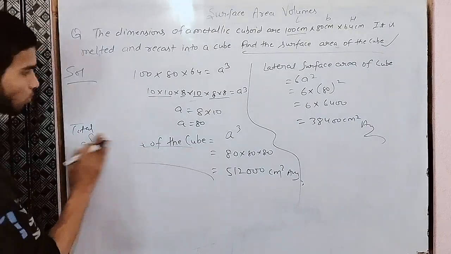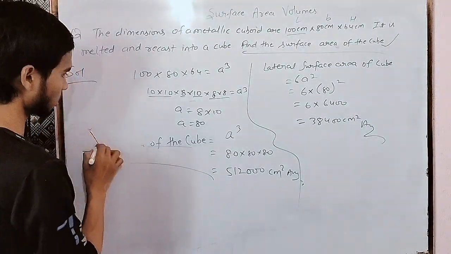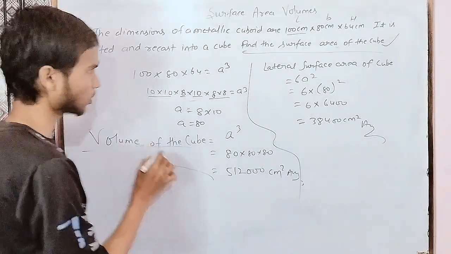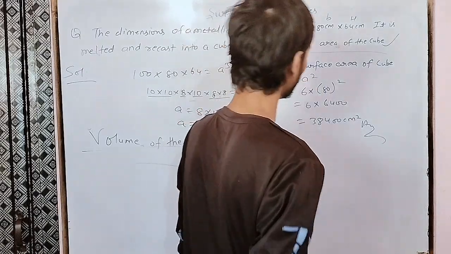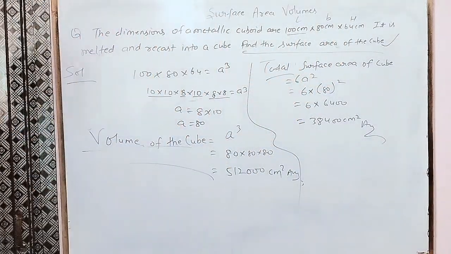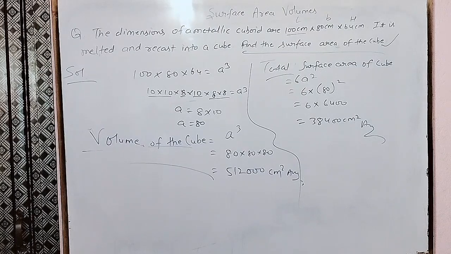So here this was the volume of the cube. This is the volume of the cube and this is the total surface. Okay, total surface of a cube 680. That's why I was confused.